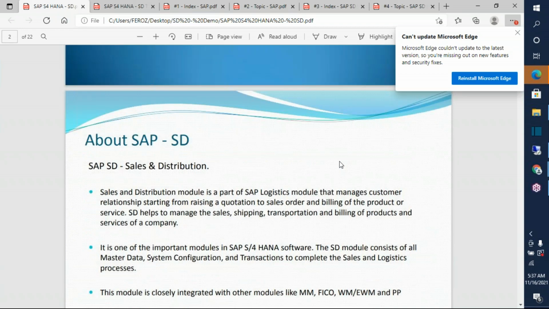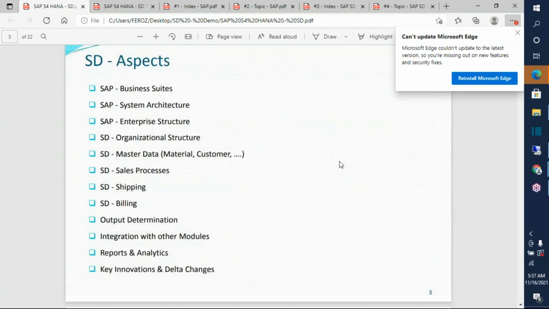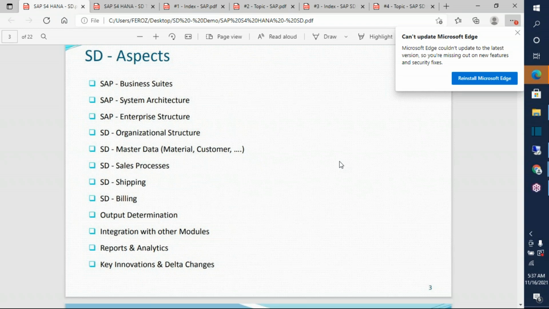So let's start, and in today's demo session, we will be discussing briefly the main aspects of the sales and distribution module. I believe my voice is clear and the screen is being shared. Please let me know in case you face any technical issue.